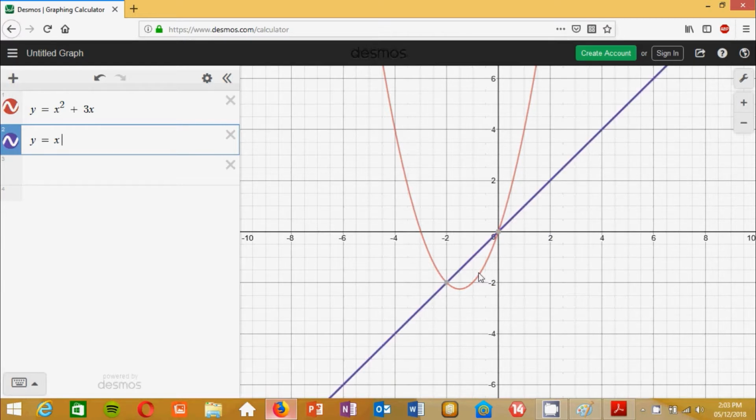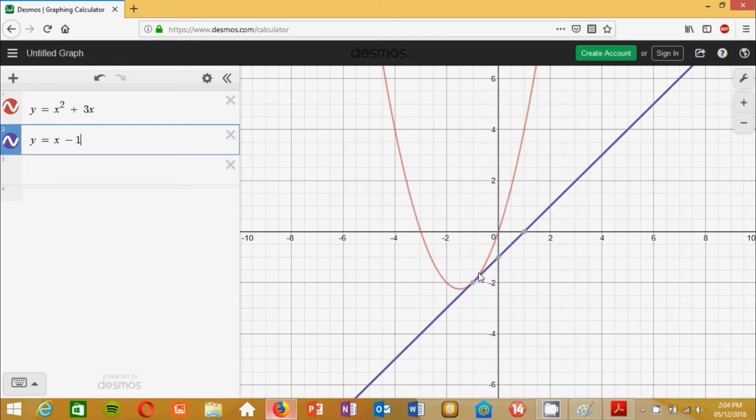Here the graphs are intersecting at two different points. Here, they're only intersecting at one point. So again, how do we find out the point where they're intersecting?